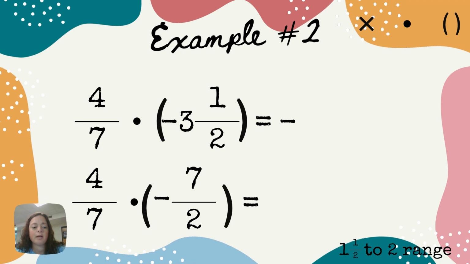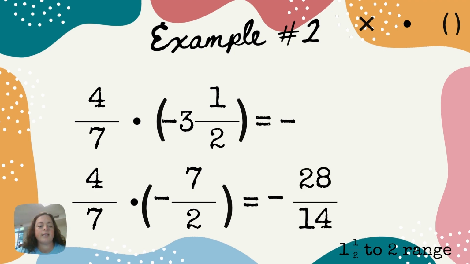So I'm just rewriting the problem here. 4/7 times, instead of 3.5, now we'll put 7 halves. Yes, don't forget the negative, but we already thought about the negative. Remember, we put the negative up at the top so that we didn't forget it later. To get that 7 halves, we can do 3 times 2, which is 6, and then add the 1, making 7 halves. Now we can multiply straight across. 4 times 7, that's 28, and 7 times 2, that's 14.